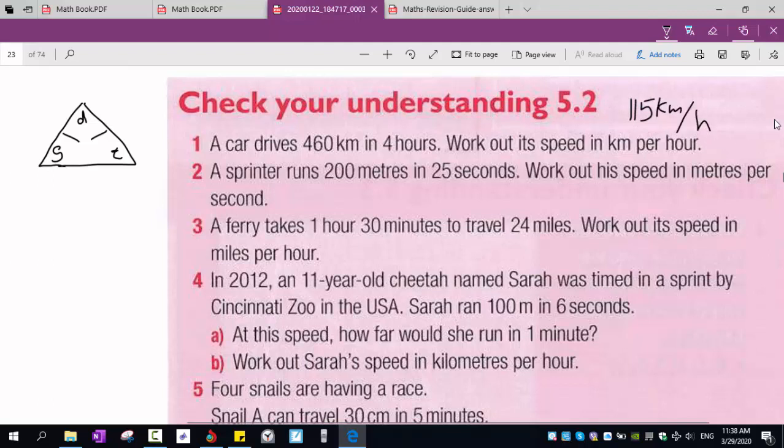Question 2. A sprinter runs 200 meters in 25 seconds. Work out his speed in meters per second. Look, the question says meters per second, and the given information is in meters and seconds. We don't need to convert anything. We just divide the distance by the time to get the speed. 200 divided by 25 is equal to 8 meters per second.